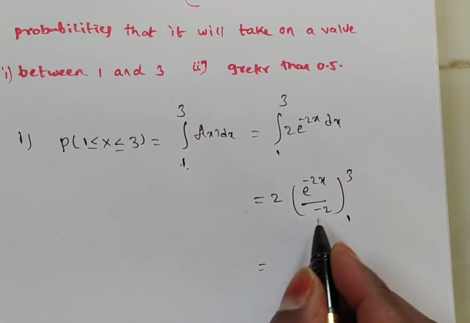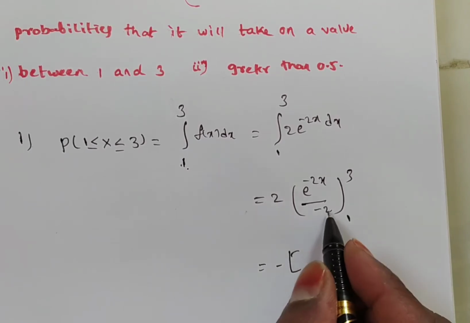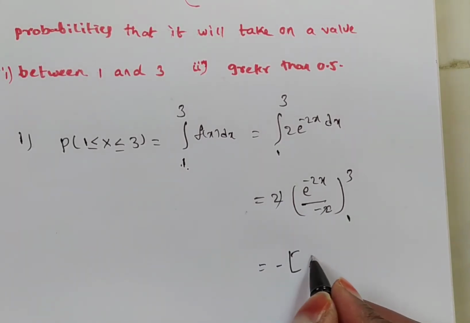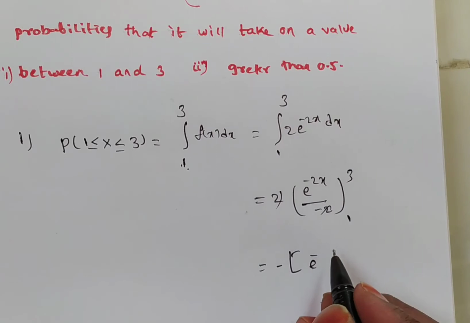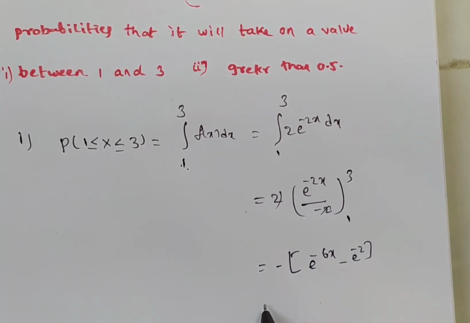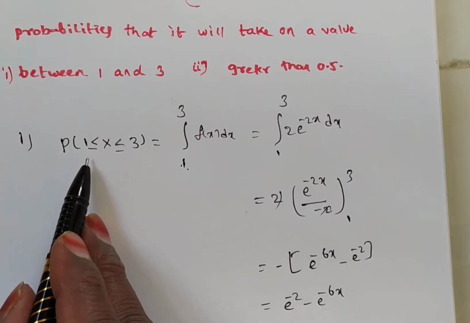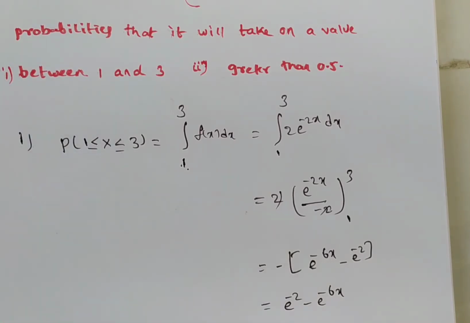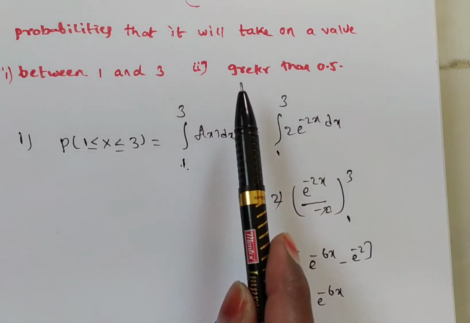Now the 2 and minus 2 cancel, leaving a minus. Upper limit minus lower limit, f of b minus f of a type: e^(-6) minus e^(-2). If you simplify it, you get e^(-2) minus e^(-6), which is the value of the probability of 1 less than or equal to x less than or equal to 3. Now the second problem.